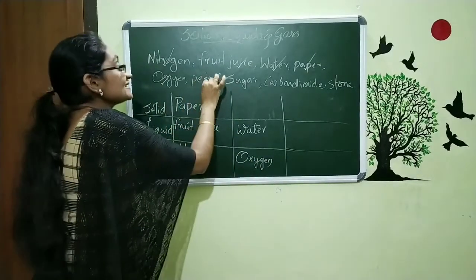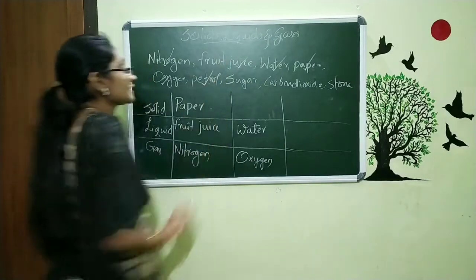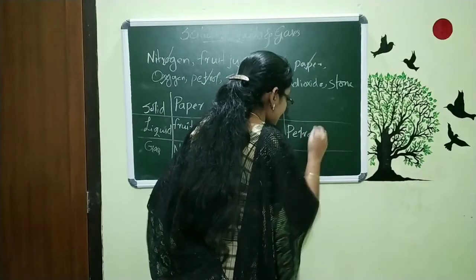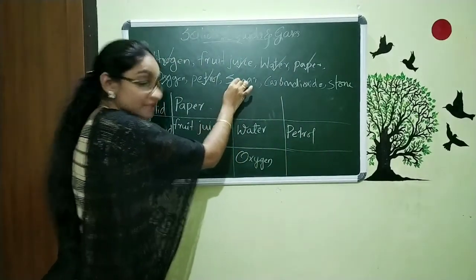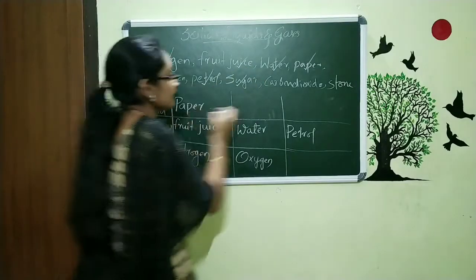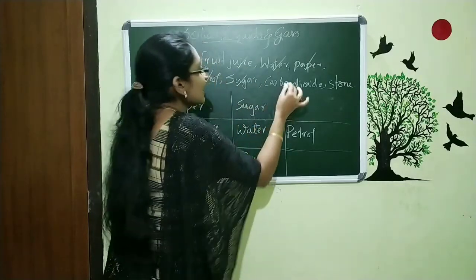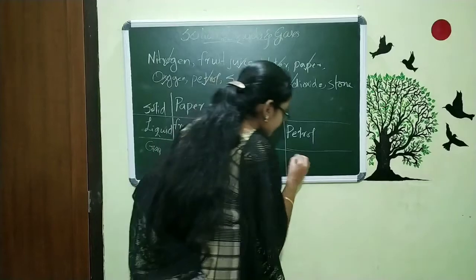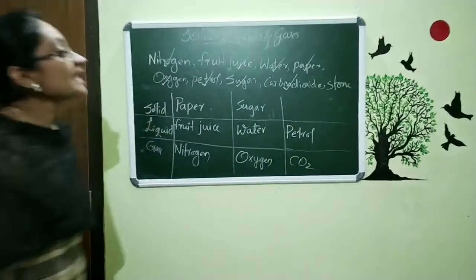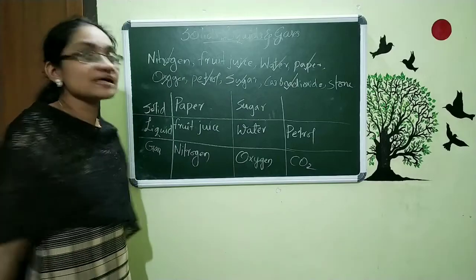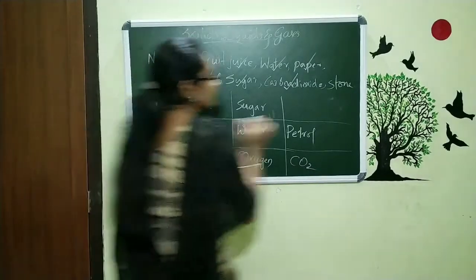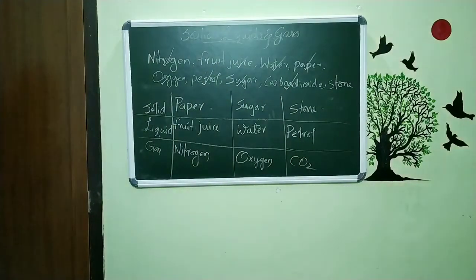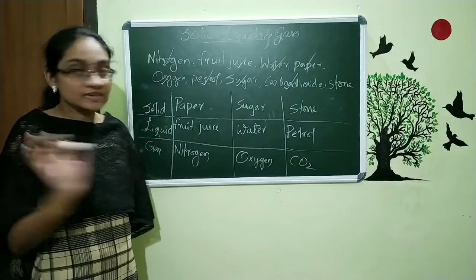And the next is petrol. What is the state of the petrol? Petrol is liquid. The next is sugar. And sugar is what? It is solid. And the next is carbon dioxide. Carbon dioxide is also a gas. And also we have stone. What is the behavior of stone? That is solid. So this is the answer for our activity. If any mistakes are there, you just want to correct them.